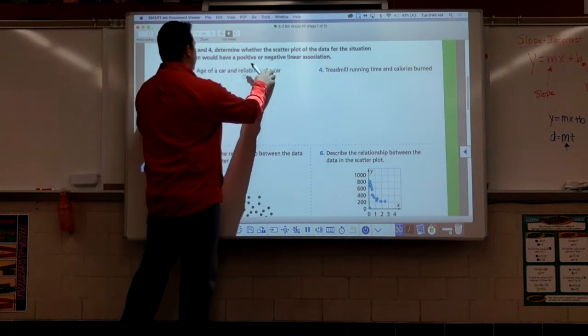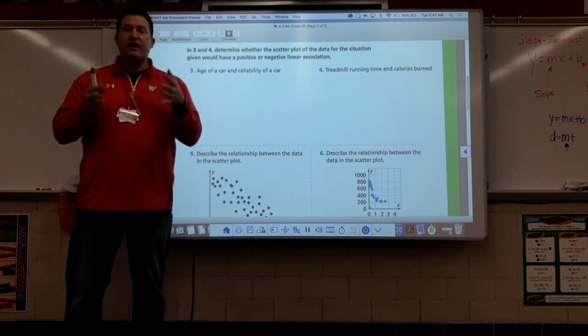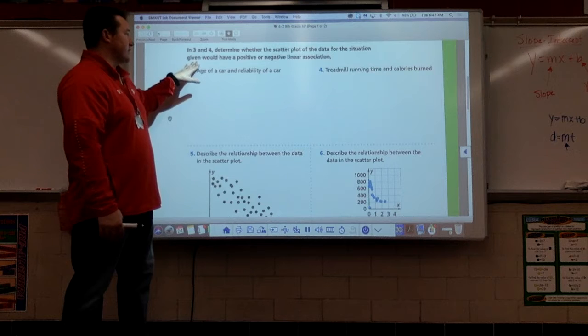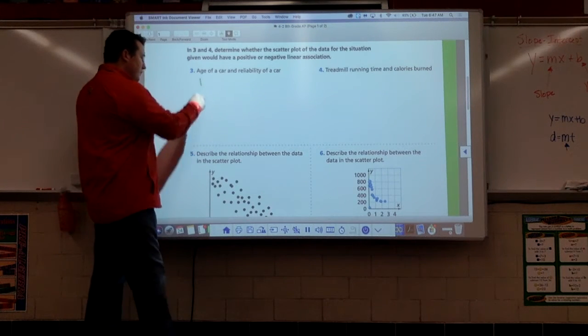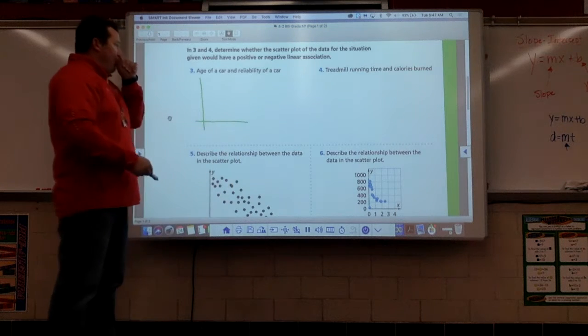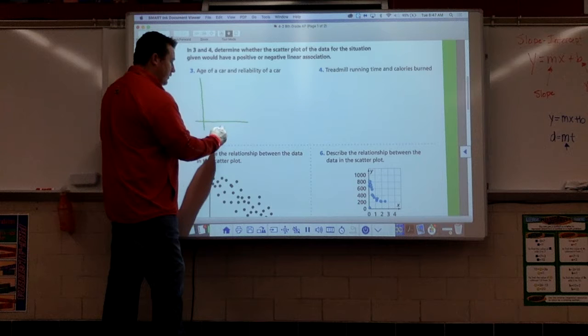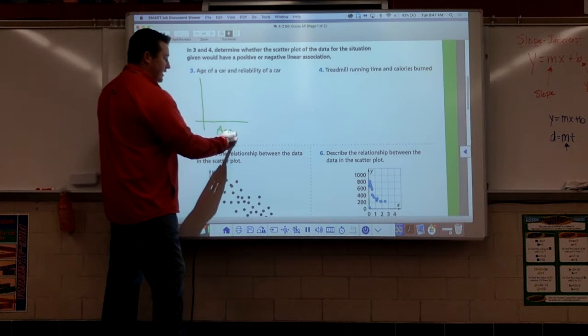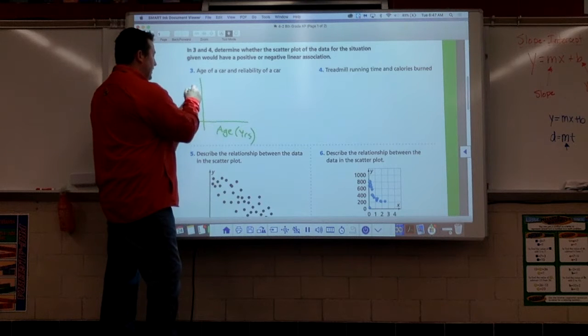3 and 4, we've got to put our thinking hats on here. It says determine what the scatter plot's going to show us about the association. So this is where we have to think. Maybe we make our own scatter plot: age and reliability of a car. If we had the age of a car in years, and how reliable it was up here.